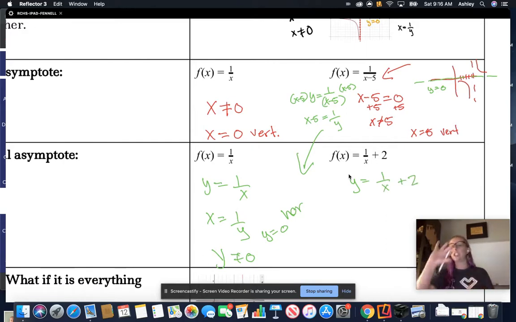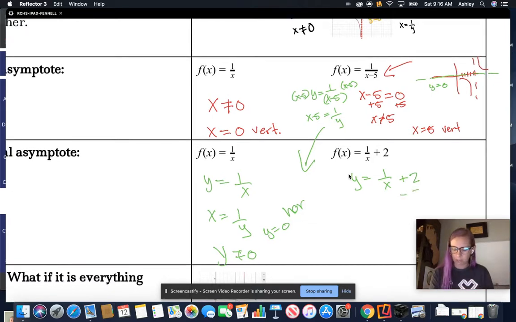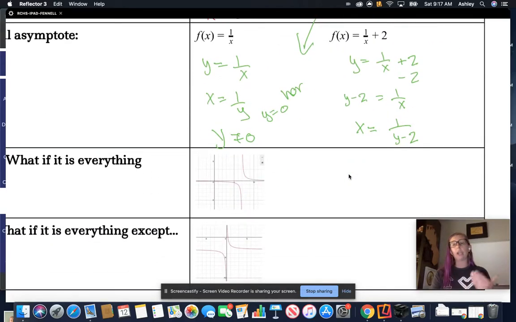So the first thing I need to do is subtract 2, because I can't get rid of this fraction business unless the fraction is by itself. So I'm going to subtract 2, and I get y minus 2 equals 1 over x. That same process is going to flip those two values, and I'm going to get x equals 1 over y minus 2. Again, if you need to do that whole process out, please do. So we get y minus 2.